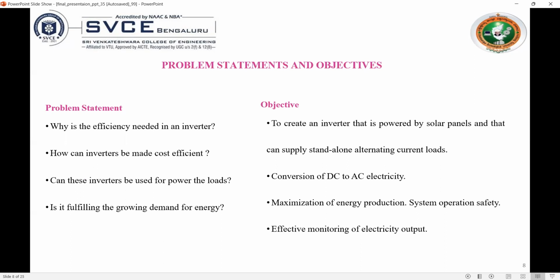Considering all these problem statements, we came up with the objective to create an inverter that is powered by solar panels and can be supplied standalone, to an alternating current load. Conversion of DC to AC electricity will happen in this. Maximizing of energy production will take place. Effective monitoring of electricity output will be seen in the last.